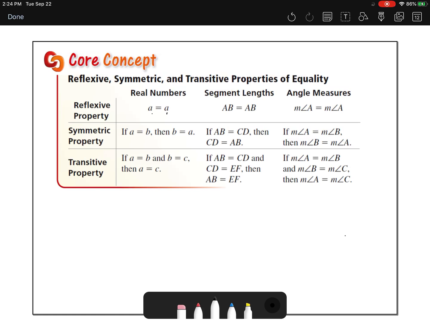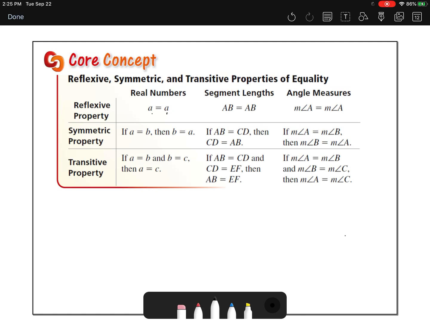Reflexive means you equal yourself. So if we just talk about numbers, A equals A. Segment lengths, AB equals AB, and angle measures, the measure of angle A equals the measure of angle A. It means that you equal yourself. Okay? So, reflexive property, you might sit there and say, well, what's the big deal? That's a good question. It just means that whatever it is, it equals itself.